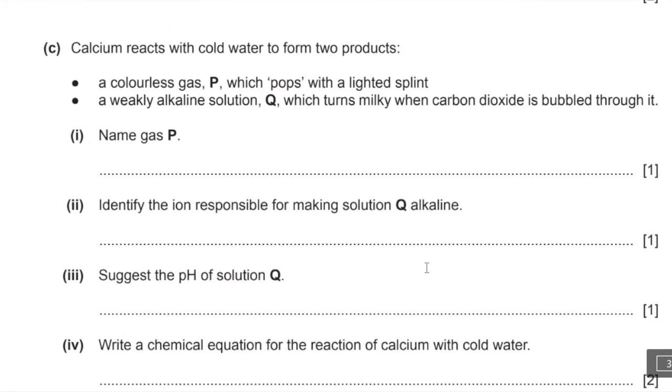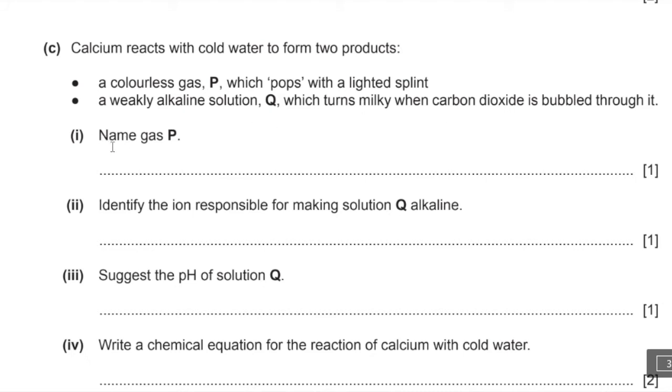C. Calcium reacts with cold water to form 2 products, a colorless gas, which would be hydrogen, that burns with a lighted splint, or pops with a lighted splint, and a weakly alkaline solution, which is calcium hydroxide, which turns milky when carbon dioxide is bubbled through it.